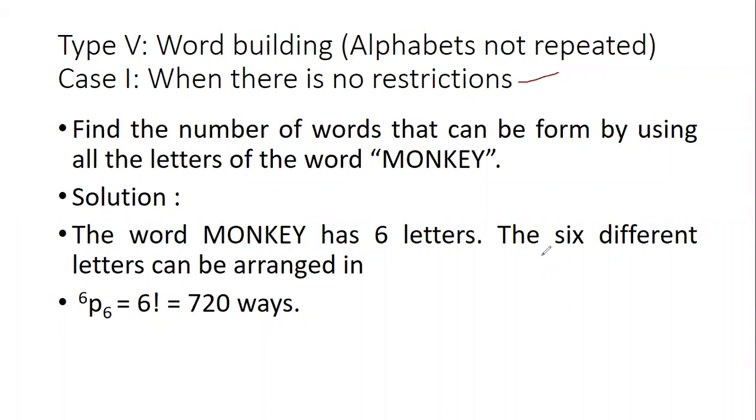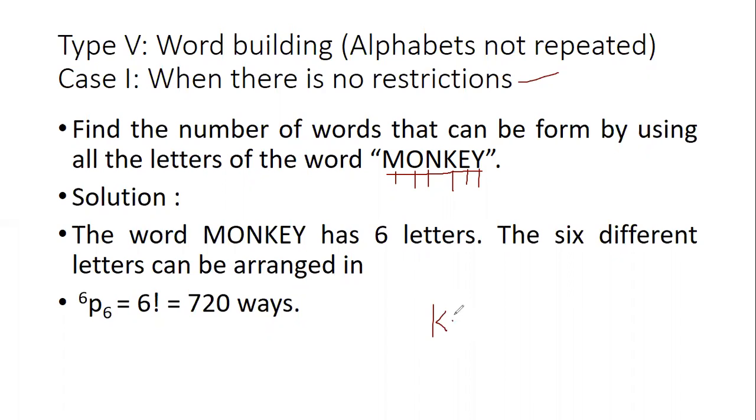So the word monkey has 6 letters. The first question: find the number of words that can be formed by using all the letters of the word monkey. So they've given us one word called monkey, and how many alphabets are there? 1, 2, 3, 4, 5, 6. So there are 6 alphabets here, and they're asking us how many words we can form using this word monkey.